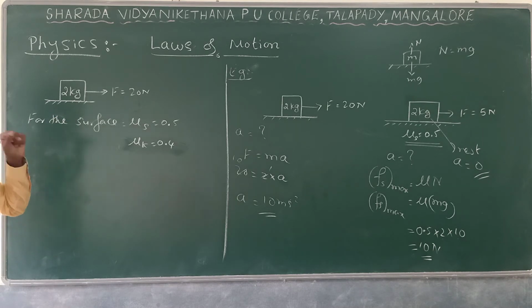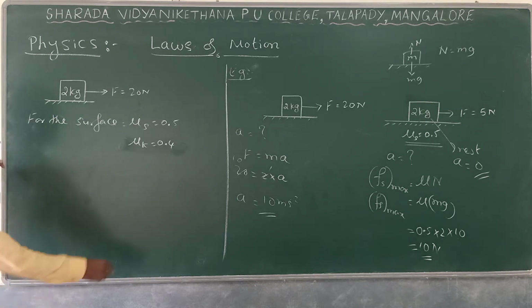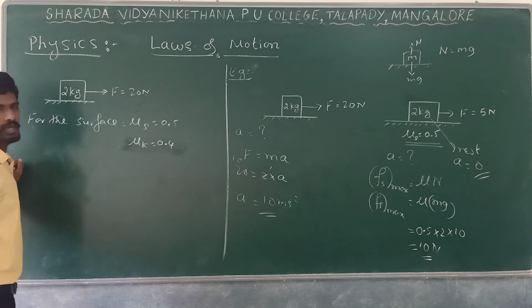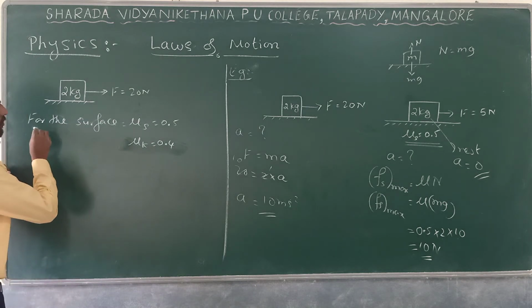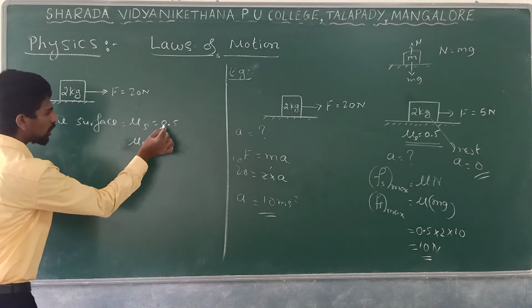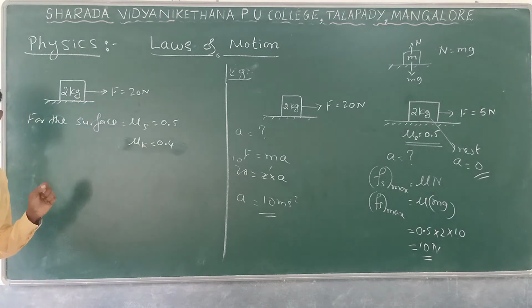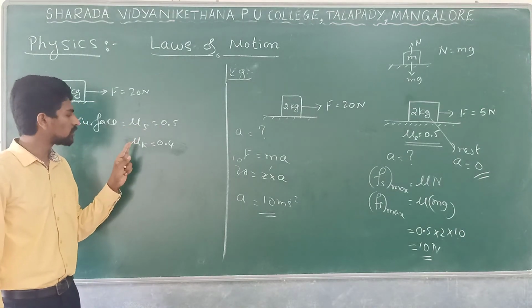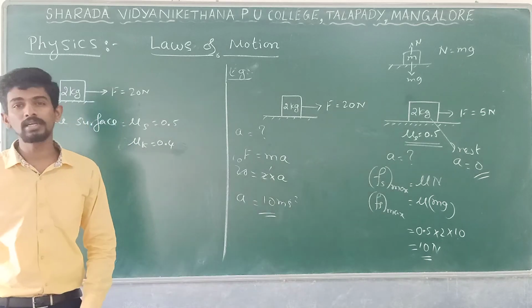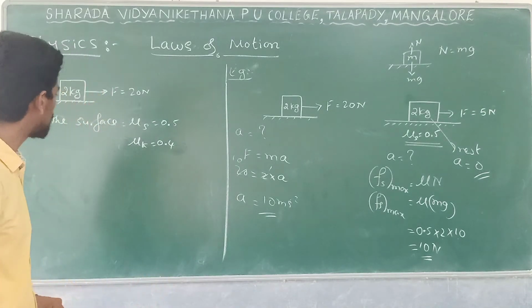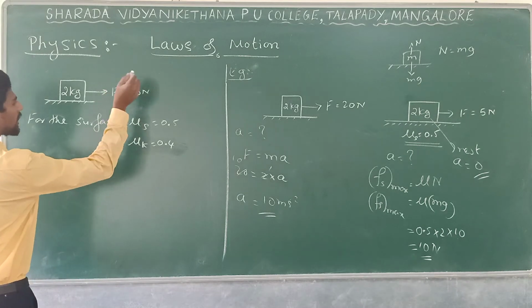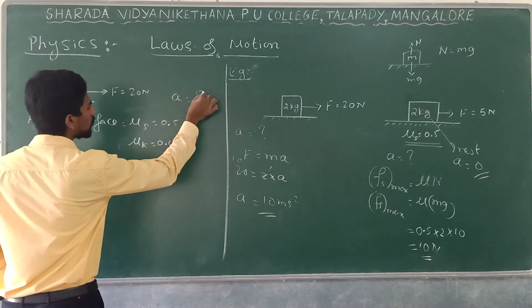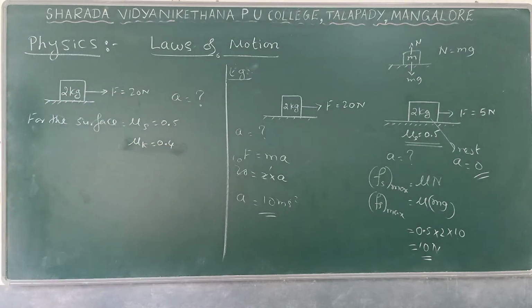So here again the same problem, but the force is 20 Newton. What is given here? For the surface, mu s value is 0.5 and mu k value is 0.4. Means the coefficient of static friction is 0.5. The coefficient of kinetic friction is 0.4. Now you have to find the acceleration of that body.